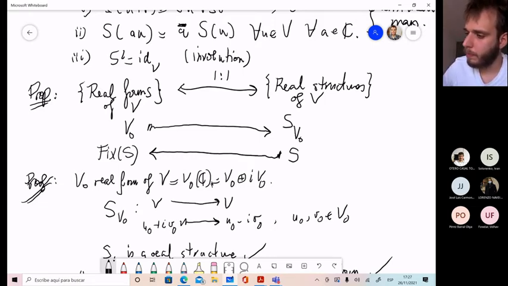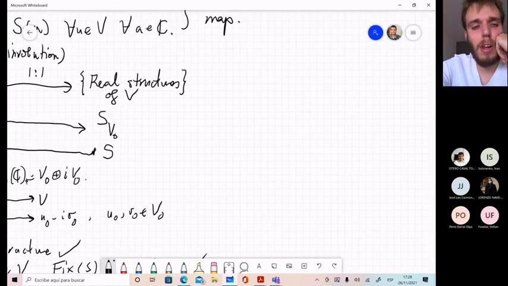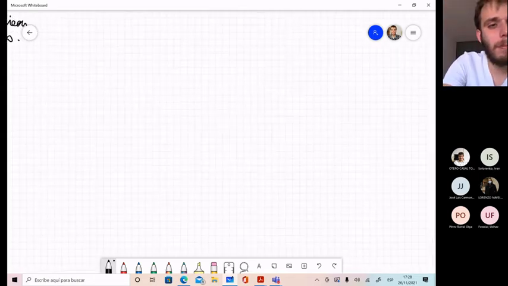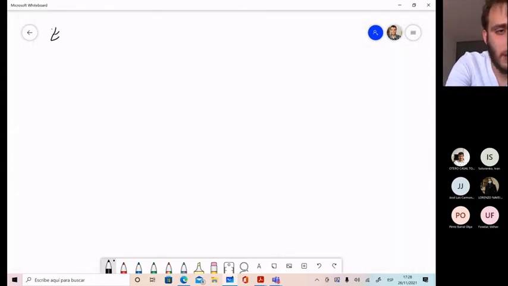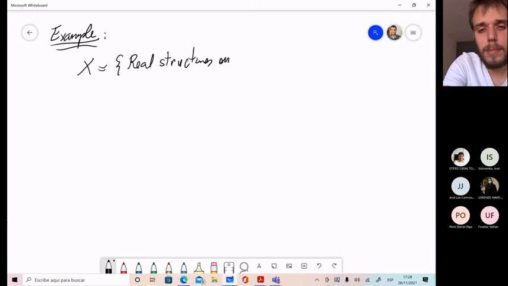So now I'm going to tell you something about geometry. So this is not in the book, but I think it was interesting to mention it. If you don't like it, you can tell me to skip it. So this is an example. What I'm going to tell you is how the set of real structures on C^n looks like.